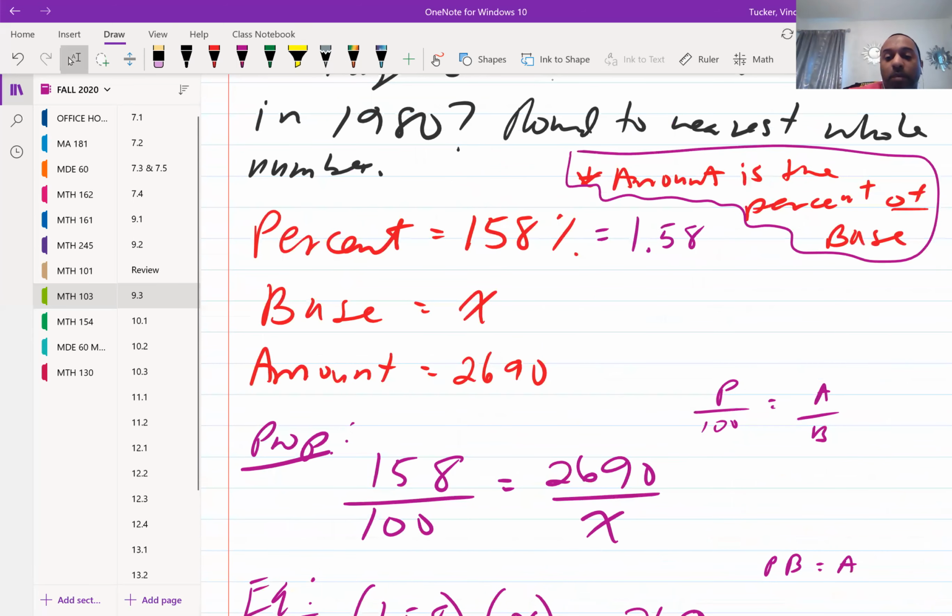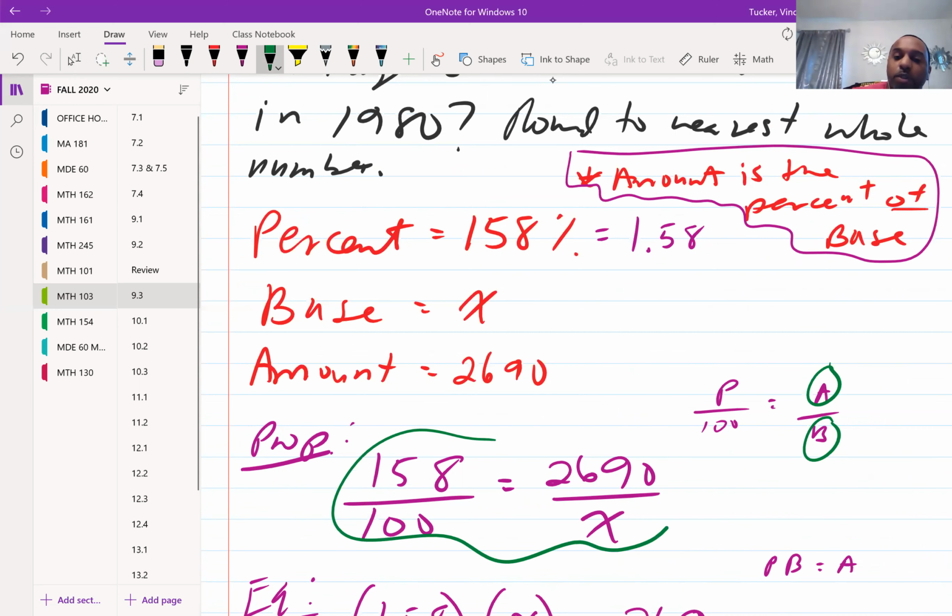So we can go ahead and set it up according to what I wrote right here. This is our amount. Our amount is our top number. Base is the bottom number. And you took that 158 and placed it over 100. So if you want to use the proportion equation, that's how you would set it up.